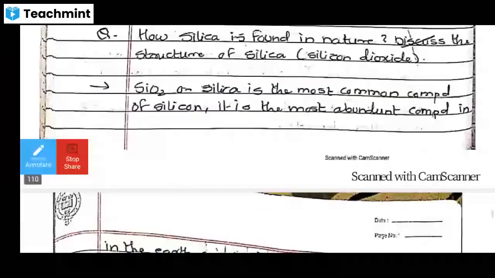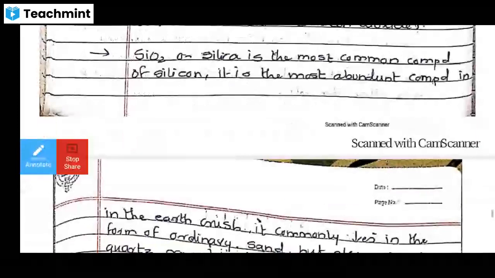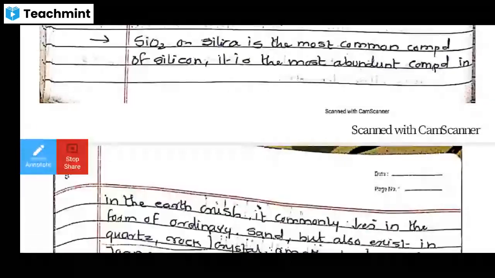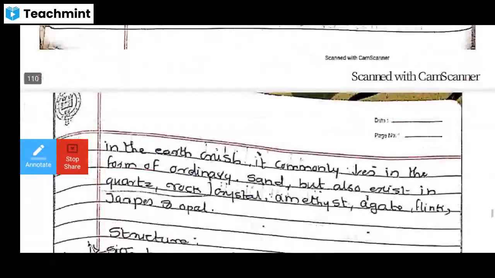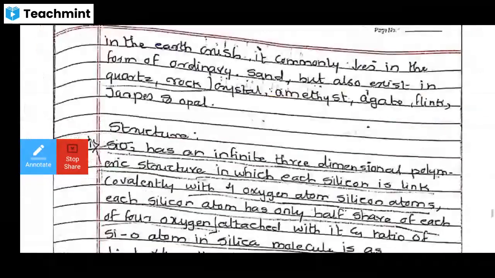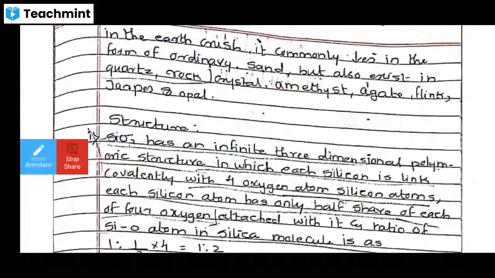Next, how silicon is found in nature, and the structure of silicon compounds. Silicon dioxide, SiO2, or silica, is the most common compound of silicon, and the most abundant compound in the earth's crust. It commonly occurs in the form of ordinary sand, but also exists in quartz and rock crystal.